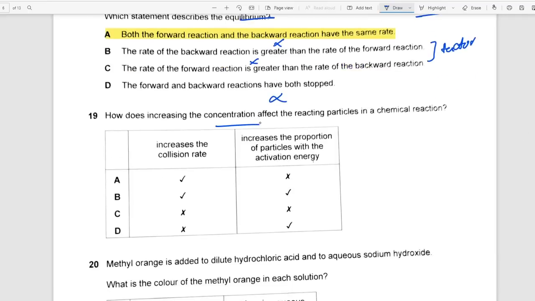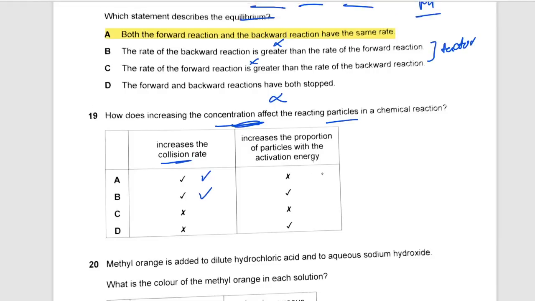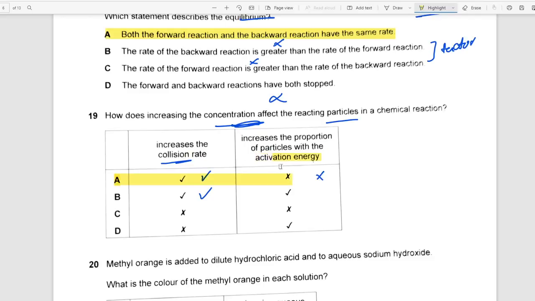How does increasing the concentration affect the reacting particles? So increasing concentration will increase the collision rate, because we know it's a factor affecting a reaction, but for the activation energy, nothing happens. So the answer is A. It will increase the collision rate, but it will not do anything to the activation energy. So the answer should be A.